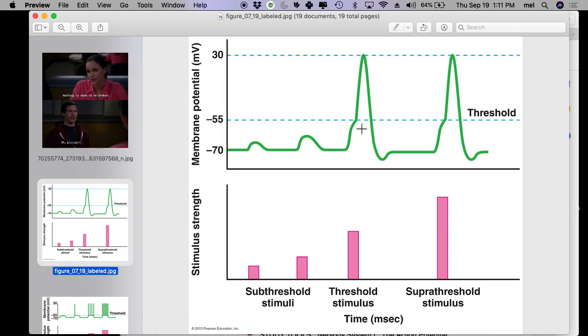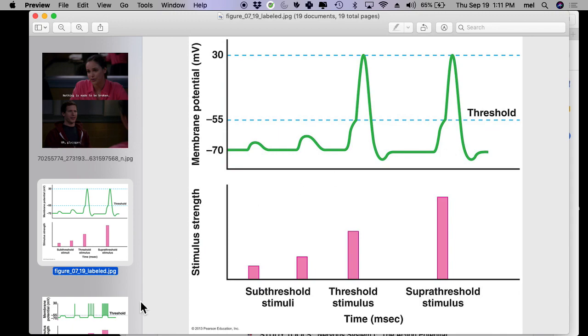So in a cell, every action potential is like every other action potential. It doesn't matter whether you started it with 10 molecules of ligand or 1,000 molecules of ligand. Because look, this is a threshold stimulus. Maybe this is 100 molecules of ligand and this is 150. A suprathreshold stimulus, they still cause the same action potential.